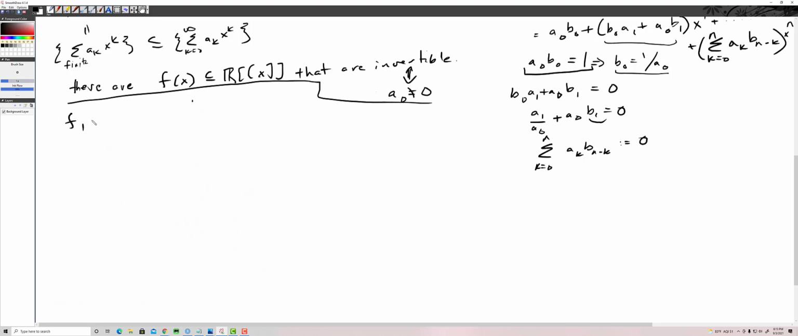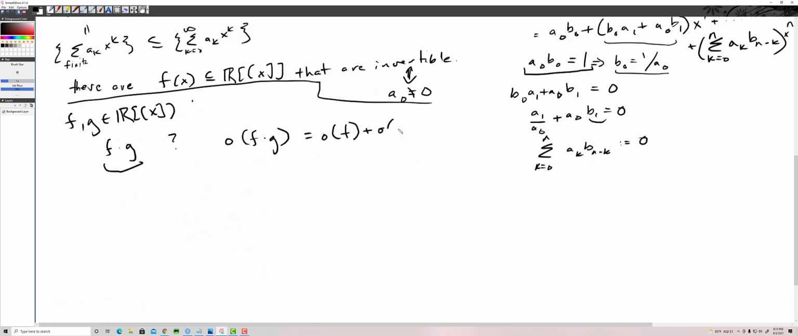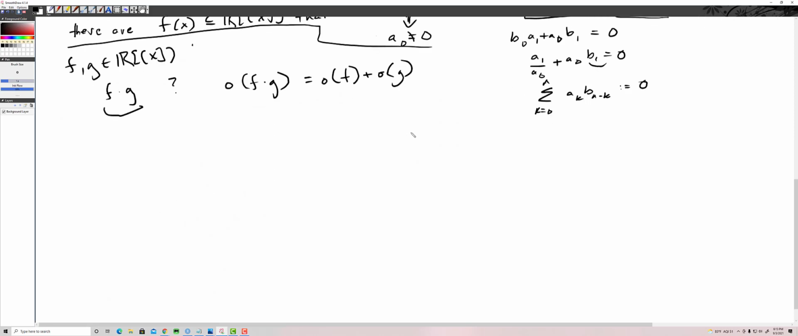Okay, if you have f and g in this ring of formal power series, you can multiply them. This is one thing that you'll look at, and you'll think about this. What's going on here? One thing that we know for sure is that when you multiply them, their orders are added. Okay, so this also gives more evidence that those ideals have to look the way that they do.